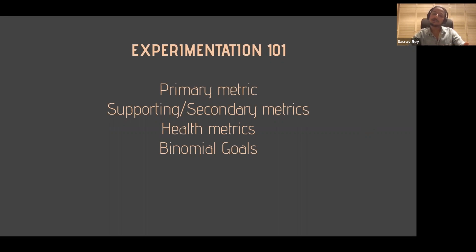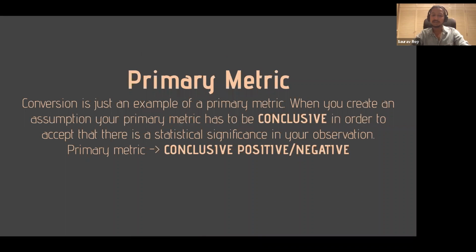So there's a primary metric, always a North Star metric. It could be something set by your company or organization. It could be different in different experiments. Some companies don't have North Star metrics. Then there are always some supporting or secondary metrics, as we call them. Then there are health metrics and binomial goals. So I'm going to explain and walk you through all of these. And let's start with the primary metric.